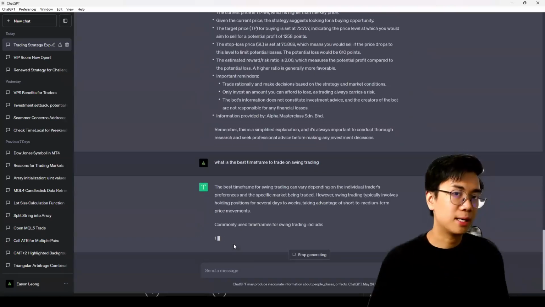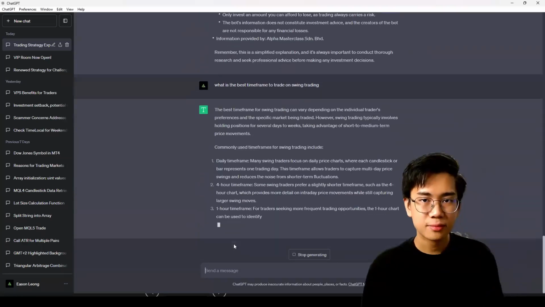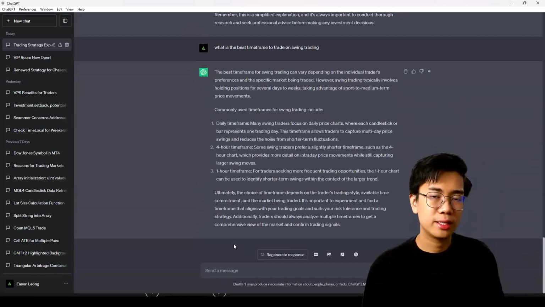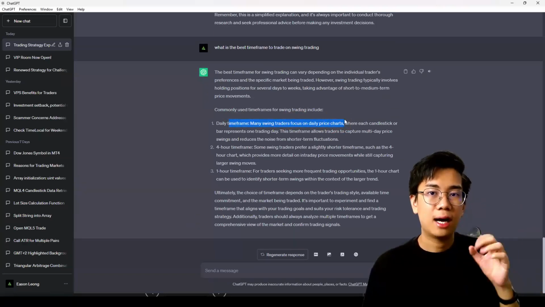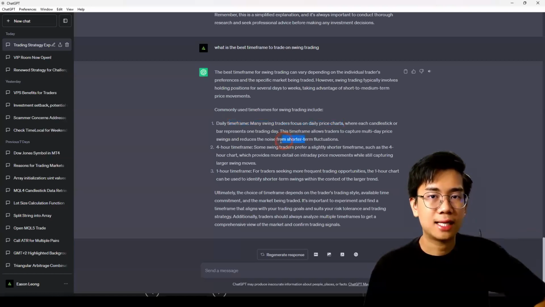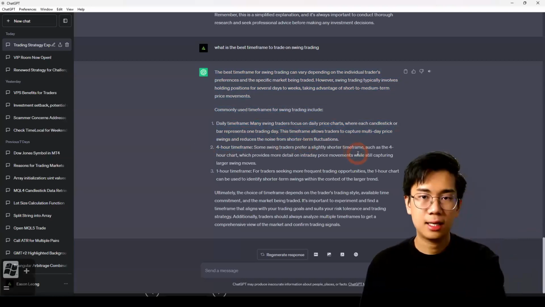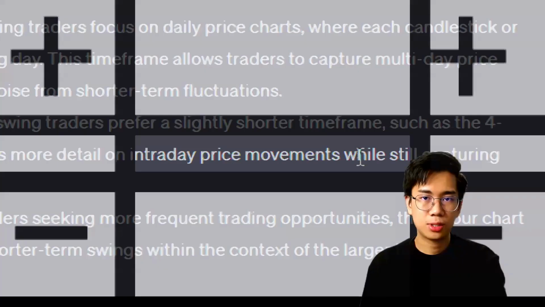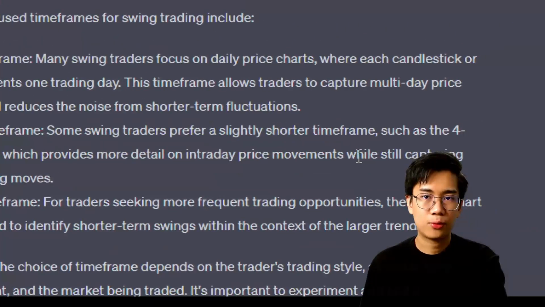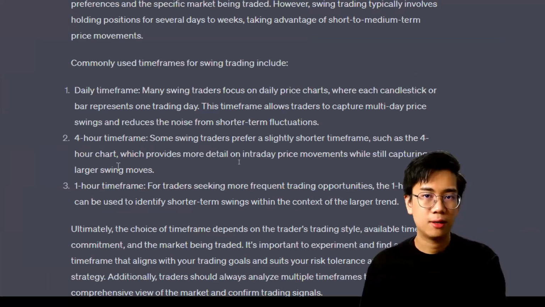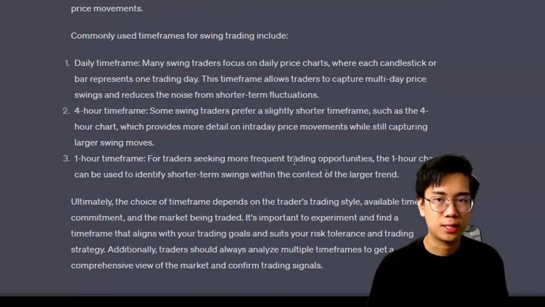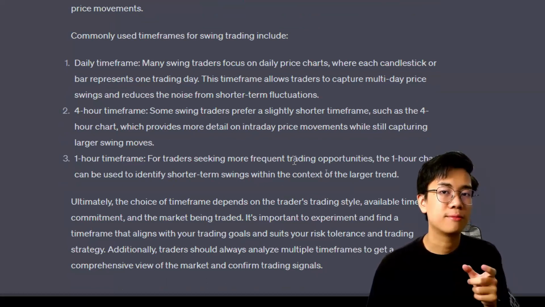We do a swing trading example just to answer your questions. For swing trading, usually it goes for the daily time frame. Focus on the daily price movement and see how the price moves on the daily candlestick itself. It has less noise from shorter time frame fluctuation. The 4 hour time frame can give a slightly shorter view and capture the price movement for a larger swing, moving upside or downside. And the 1 hour is more frequent and gives you more opportunities.